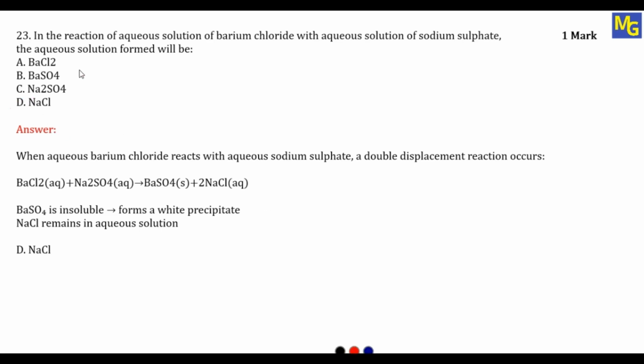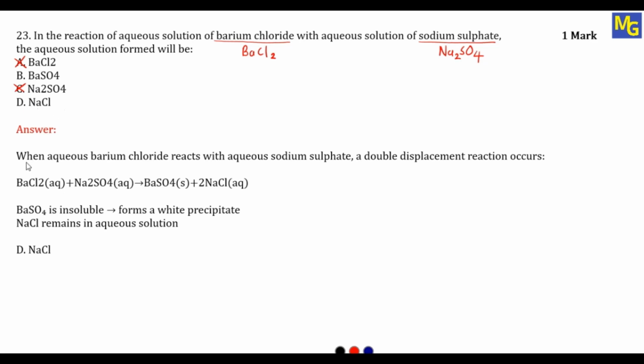If you see the options, our reactants are barium chloride and sodium sulfate. The formula of barium chloride is BaCl2, and the other one is sodium sulfate, that is Na2SO4. Then if these are the reactants, the product cannot be BaCl2, so option A will be wrong. Again, the product cannot be Na2SO4, this is also wrong. So now the remaining options are option B and option D. Out of these two, whichever is correct, that we have to answer.